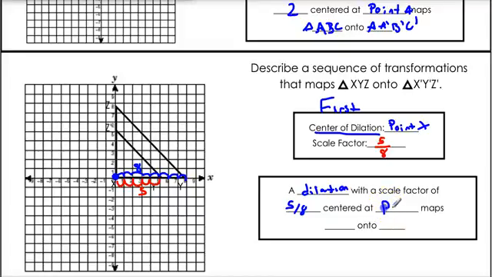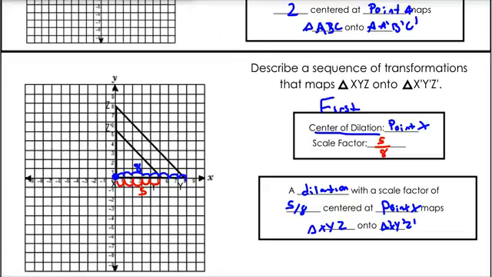centered at point X, maps triangle XYZ onto triangle X prime, Y prime, Z prime. And once again, I want to point out two things. Since this was a fraction that's less than 1, that explains why our triangle gets smaller. Remember from the last lesson, if our scale factor is less than 1, the triangle actually will get smaller. So that's why it started over here, and then it got smaller, because this is a fraction. The scale factor moved towards the center of dilation.